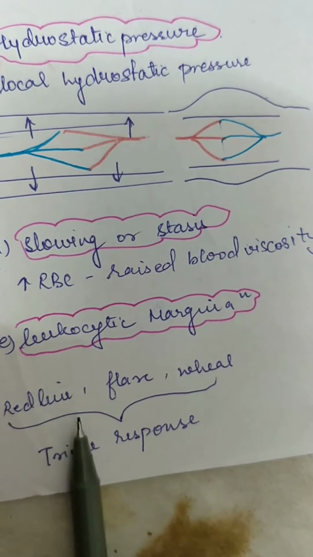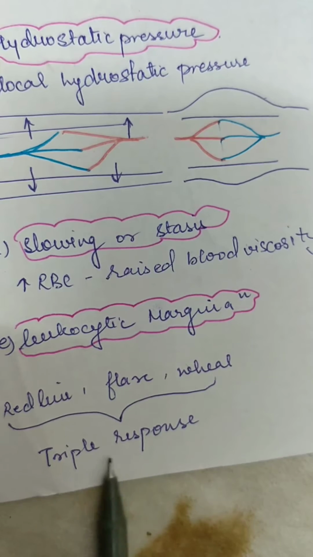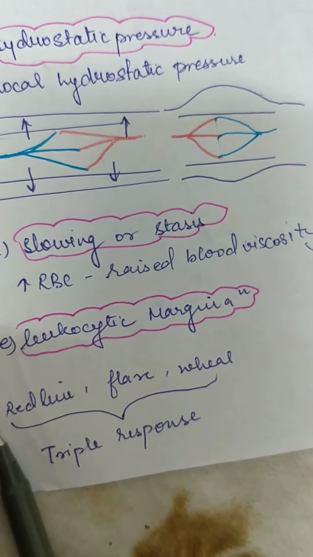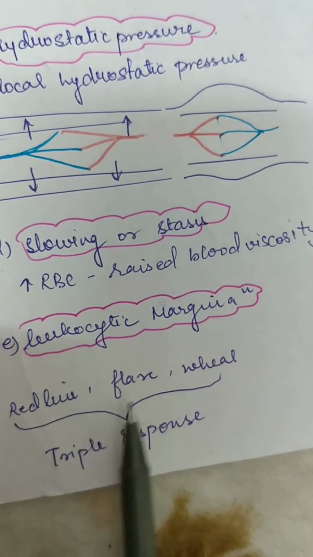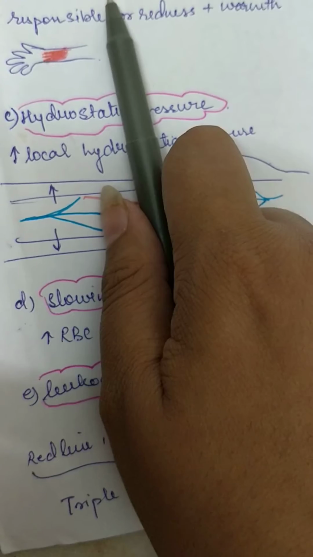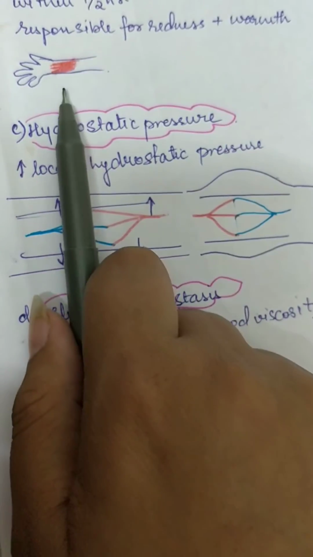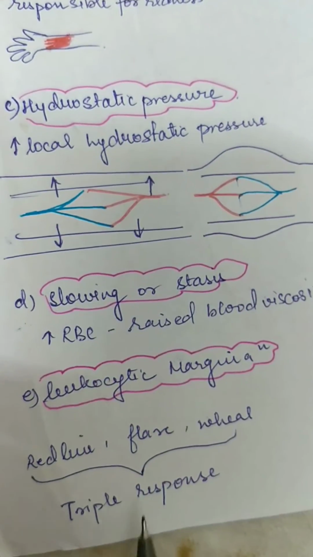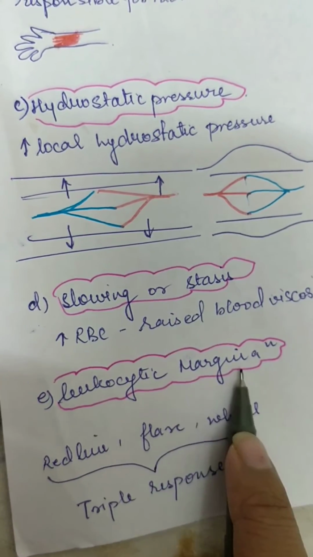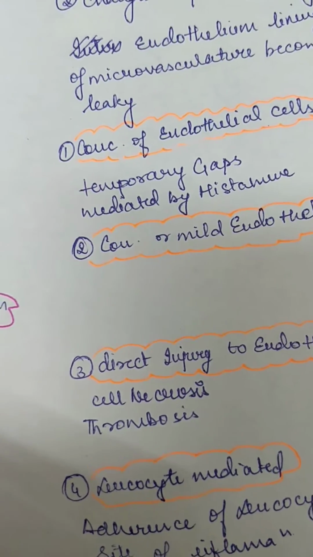This is called the triple response of Lewis: red line, flare, wheel. What is this? I'll tell you. First, there is formed a red line, which is an injury. Then flare is the redness, which we learned is the persistent progressive vasodilation. So redness demonstrates this, and the wheel is movement of leukocytes towards the margination.